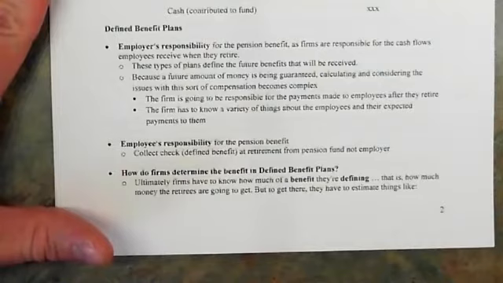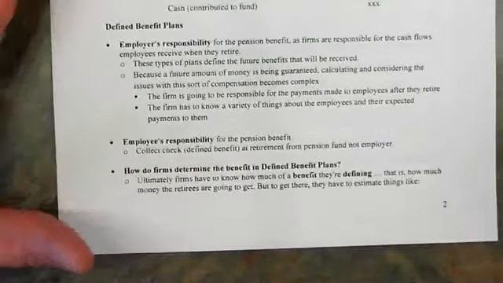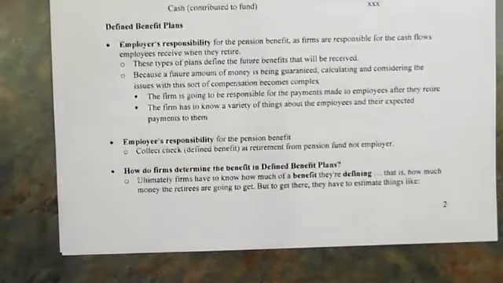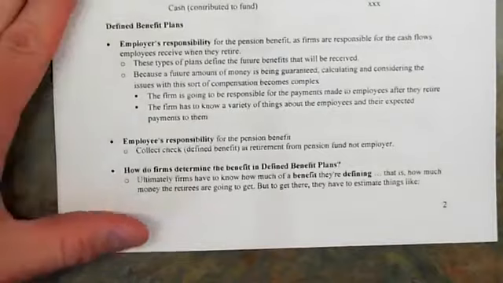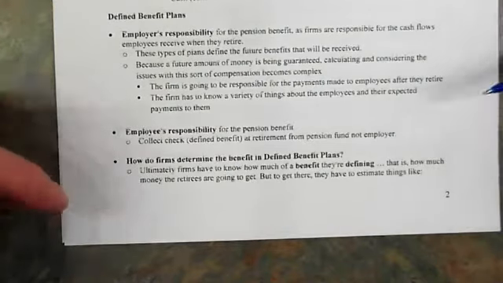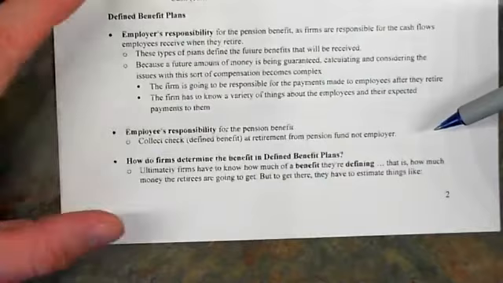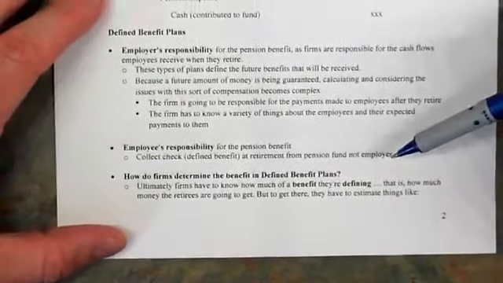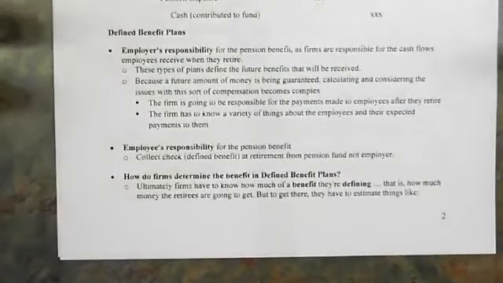So there's a lot more variables going on there. So the firm's responsible for those benefits. They have to know a lot of things about the employees and the expected payments they're going to make to them, not to mention the time value of money and a whole lot of other things, right? So the employee's responsibility is just to collect the check. They don't have much responsibility at all under a defined benefit plan. You just get your pension check and you cash it.